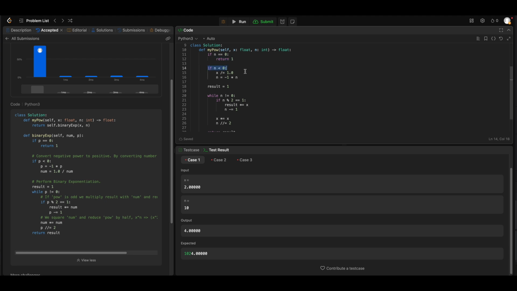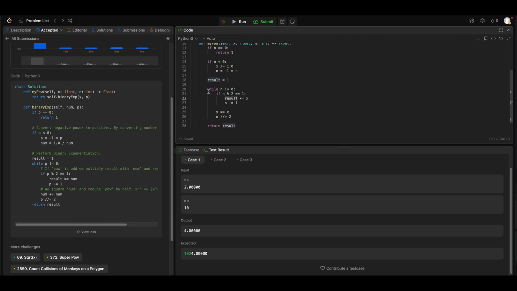And then we have, if n is less than 0, then we are making it positive, converting the number to a decimal point. Result is 1 initially. We have this loop where we say if my power value is not equal to 0, we continue the loop. If the power is odd, then we multiply the number with result. We decrement our power by 1 to make it even. Then we square x, and then we divide the power by 2. Yeah, it looks pretty much the same.